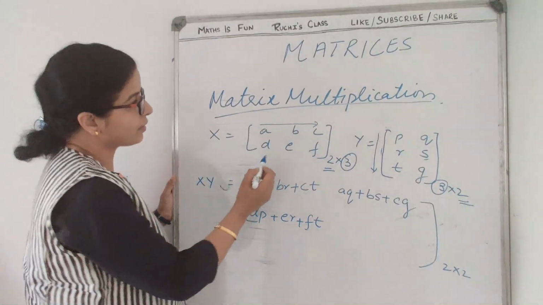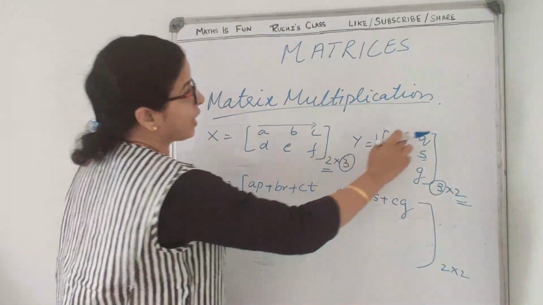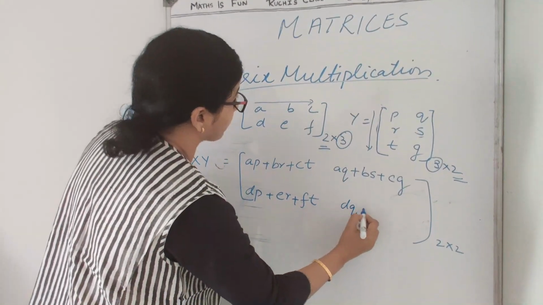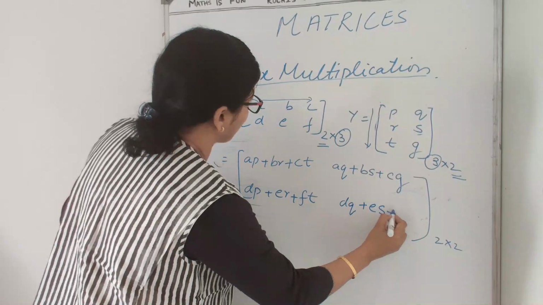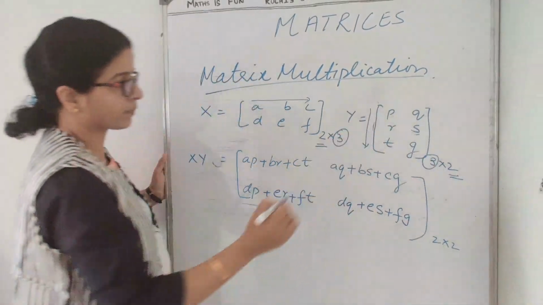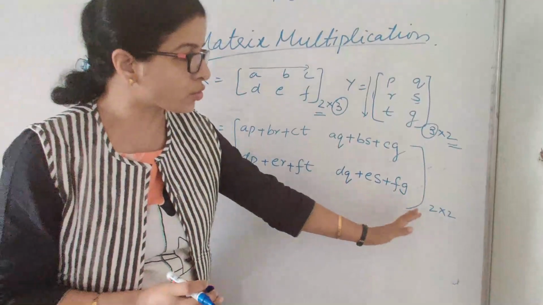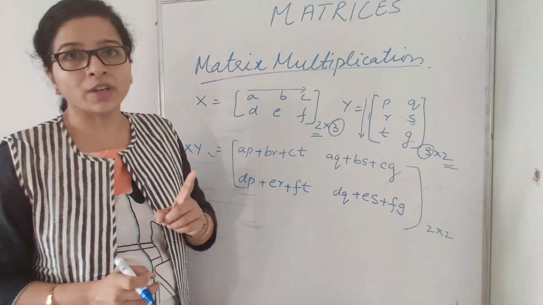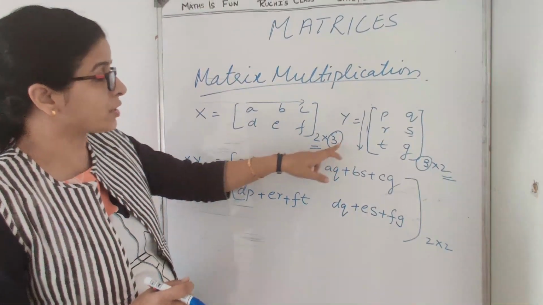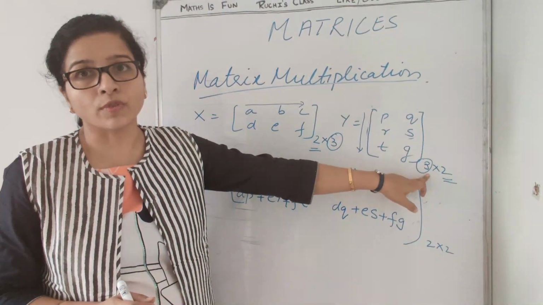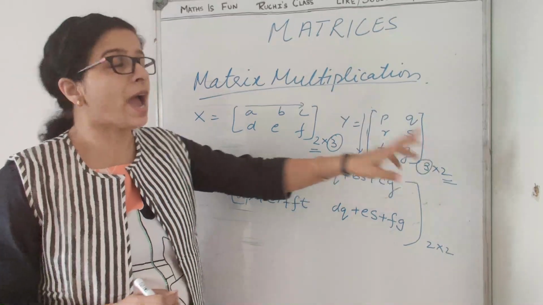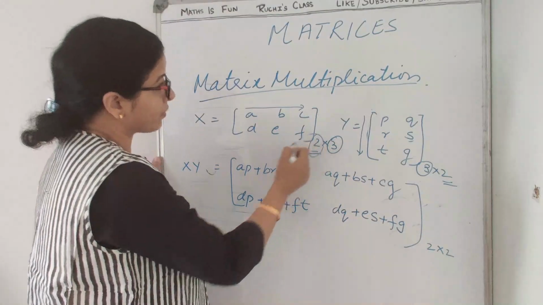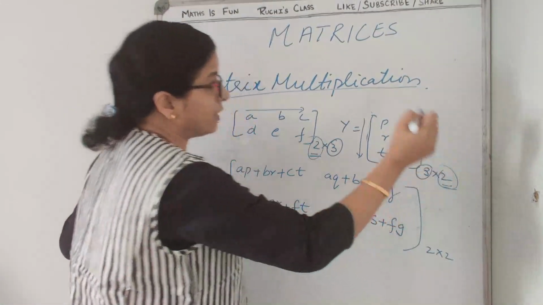Okay, so the last element will be second row and second column. So I am getting DQ plus ES plus FG. So I got a 2 cross 2 matrix. Have you understood? For the condition for matrix multiplication, the number of columns of the first matrix should be equal to the number of rows of the second matrix, and the resultant matrix will be of the number of rows of the first matrix and the number of columns of the second matrix.